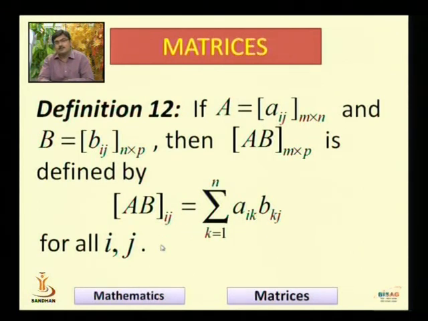Now look over here, i will range from 1 to m, because the product is defined to be an m by p matrix in the very definition. So the values of i will range from 1 to m and the values of j will range from 1 to p. Now the ijth entry is defined like this. It is actually multiplying the ith row of A by the jth column of B. So let us understand with the help of an example.